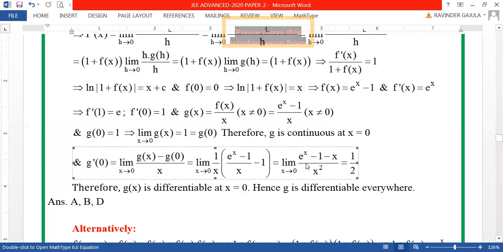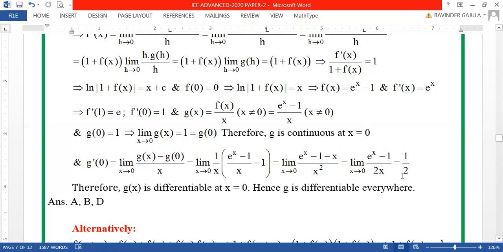Even if you want, you can write it as, just a minute, taking one more step. This is 2x as x tends to 0. Yeah. So this is 1 by 2.